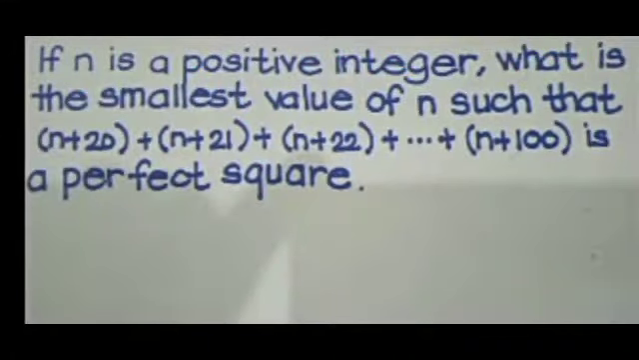Hi guys, in this video we will be solving one of the problems given in one of the Philippine Mathematical Olympiad competitions. And the problem is, if n is a positive integer, what is the smallest value of n such that (n + 20) + (n + 21) + (n + 22) + and so forth + (n + 100) is a perfect square? So let's check it out.